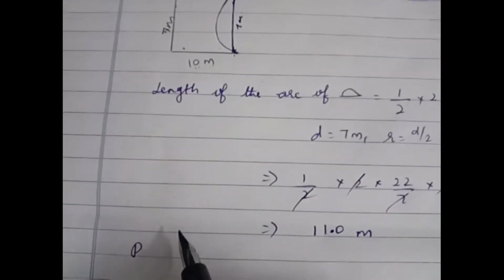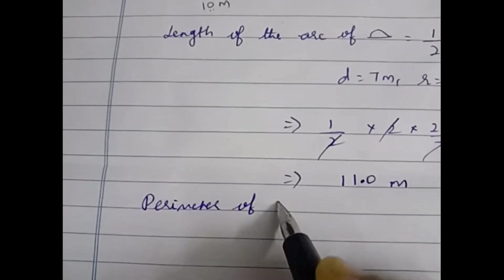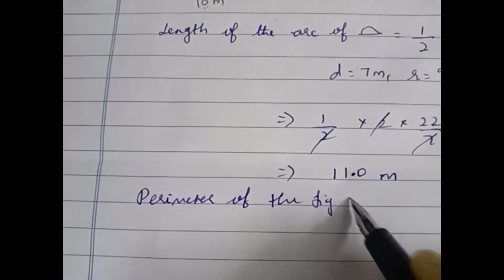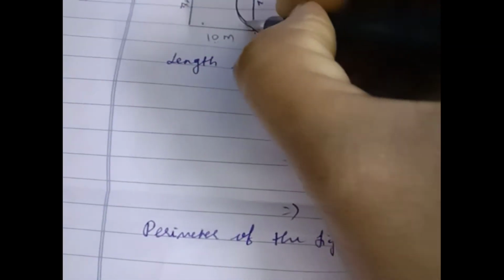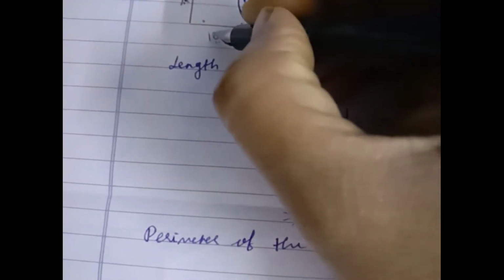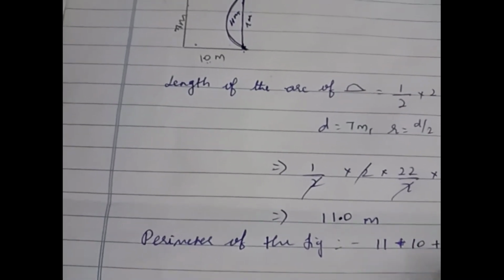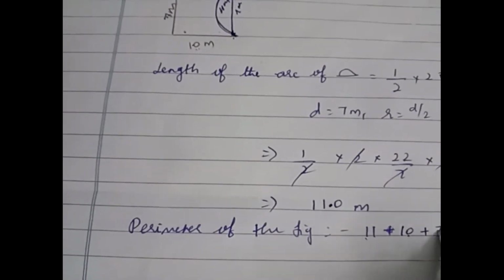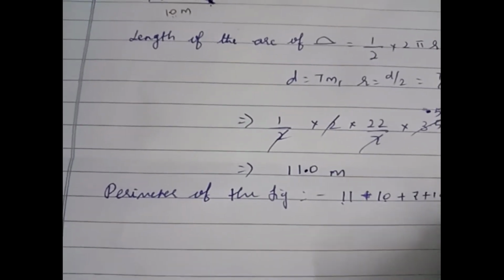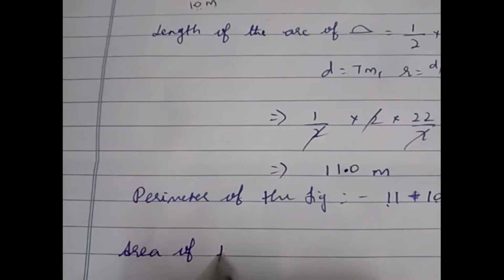Now you have found out the length of the arc. Therefore perimeter of the figure is equal to 11 plus, so the length of the arc value is 11 meter, 11 plus 10 plus 7 plus 10. 10 plus 10 is 20, 20 plus 11 is 31, 31 plus 7 is 38 meter. Now we'll find out the area of the figure.